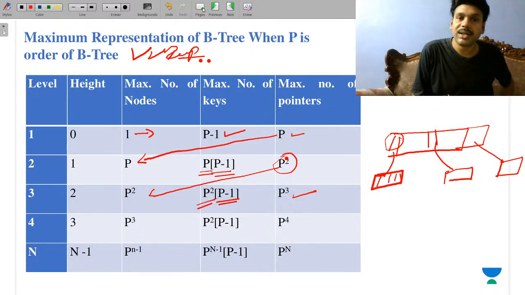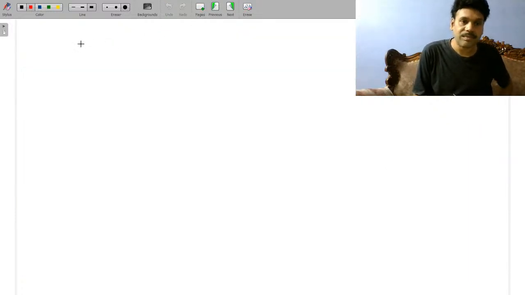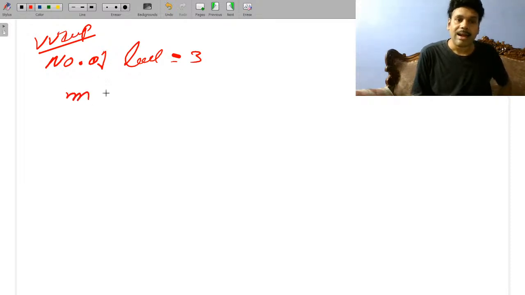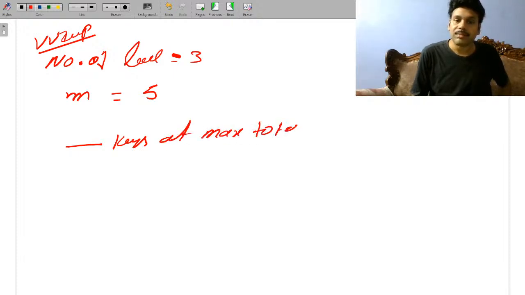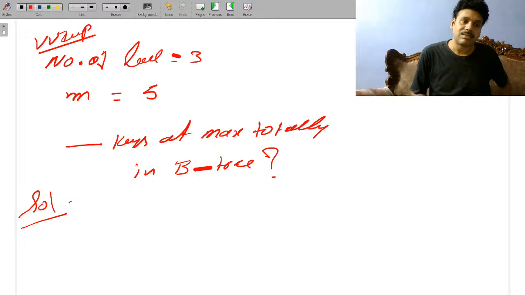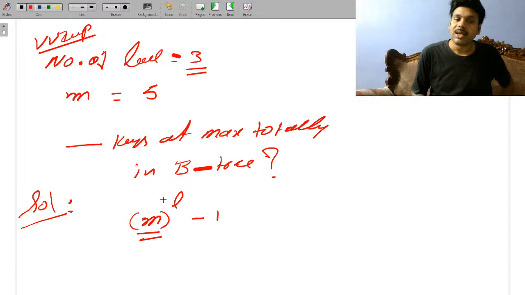Now observe carefully. Number of levels equal to 3. This is a very, very important question. Order is equal to 5. Dash keys at max, totally in a B tree. The answer is simple. Number of levels 3, so I can say m power l minus 1. Your m is nothing but 5, number of levels 3, minus 1. That is equal to 124 keys exactly.